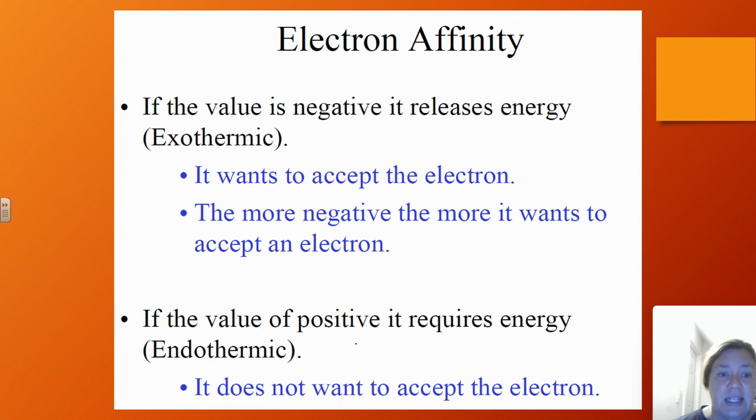Electron affinity has an exothermic and an endothermic value. When the actual atom releases energy, it's exothermic. So when it wants to accept the electron, the more negative, the more it wants to accept the electron. So we're talking like fluorine is going to have a very negative electron affinity, whereas the noble gases are going to have a very positive electron affinity because they do not want to accept the electron.